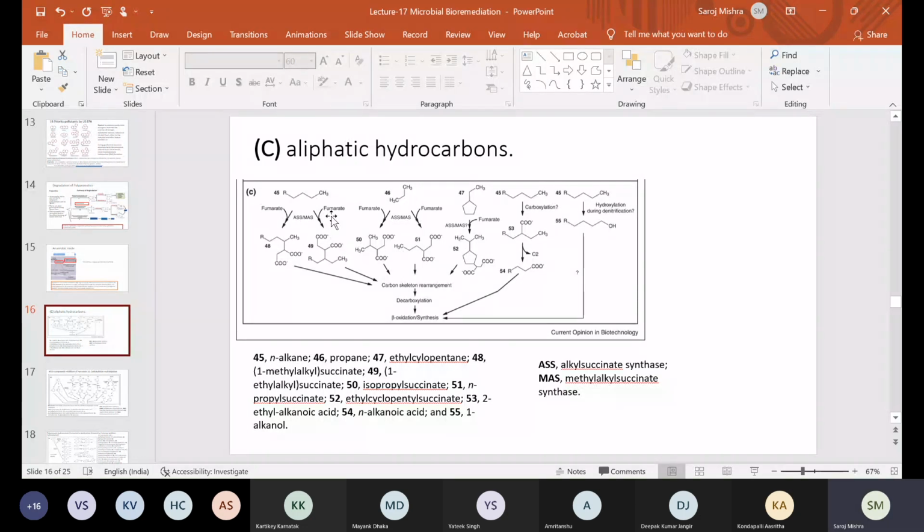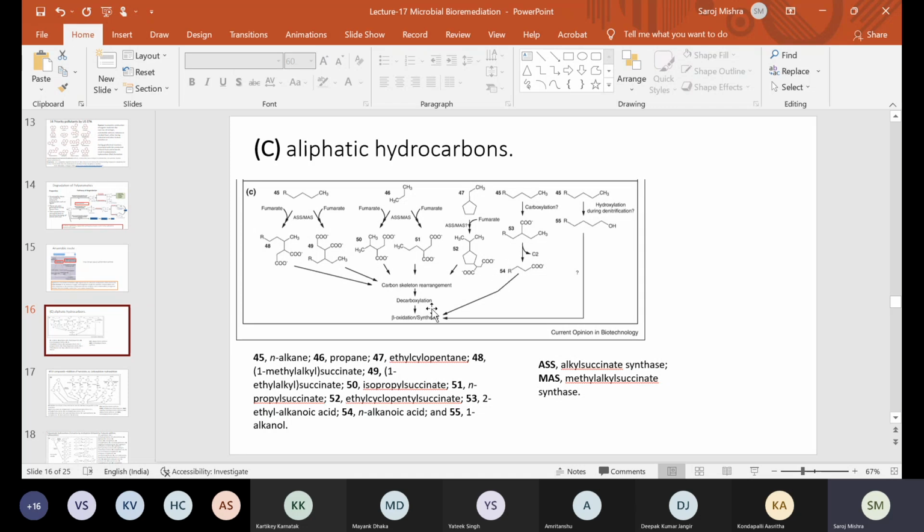Okay, or fumarate, for example, again, you can have another enzyme coming into the picture, which is called methyl alkyl succinate synthase. And you can have a molecule like this, ethyl alkyl succinate, depending on what enzyme has acted on it. The same thing holds true for propane. There is fumarate addition, or for this ethyl cyclopentane, fumarate is added to it, or the second pathway is that of carboxylation. Okay, the same molecule as you see at 45, except that now carboxylation is carried out here. And eventually acids are made in any one of them.